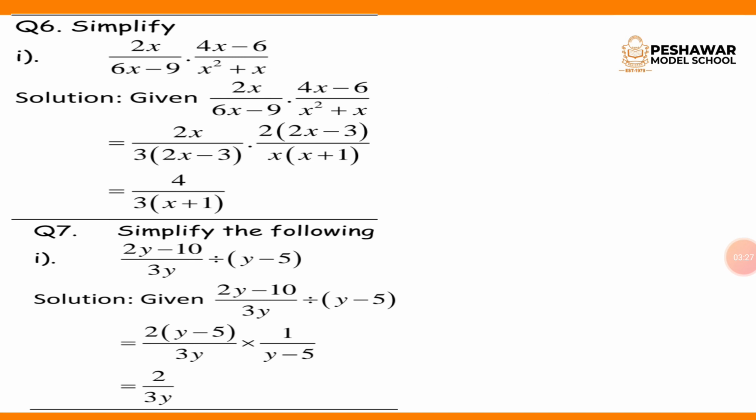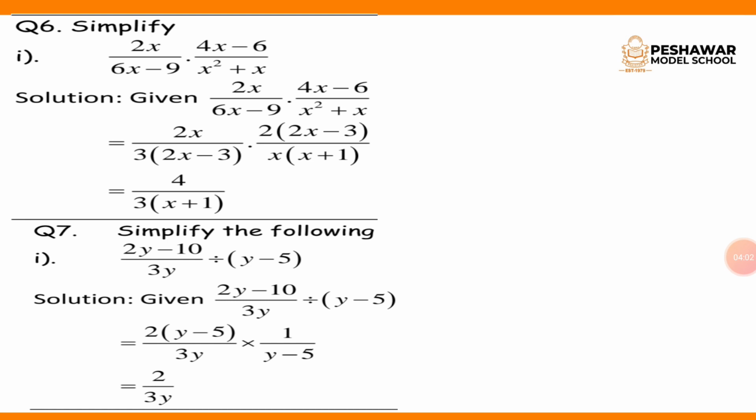Question number 6, simplify. 2x over 6x minus 9, dot represents the multiplication sign, 4x minus 6 divided by x square plus x. The first step, we take common factors and make factors. 2x over 6x minus 9, take 3 common: 3 into 2x minus 3. Dot, take 2 common in the numerator: 2 and 2x minus 3, divided by x and 2x plus 1.